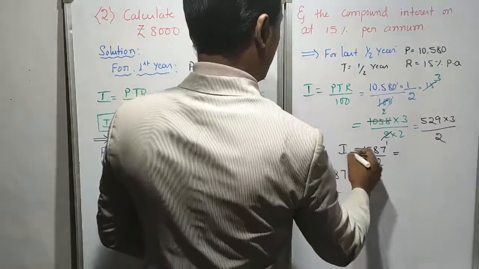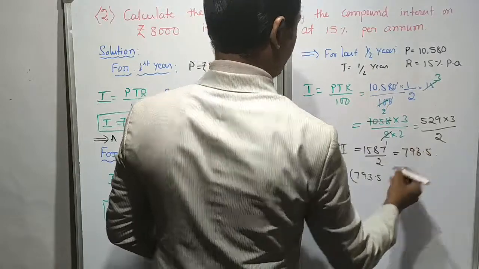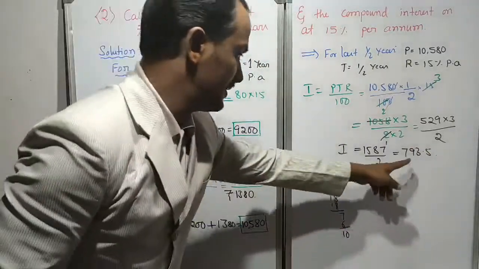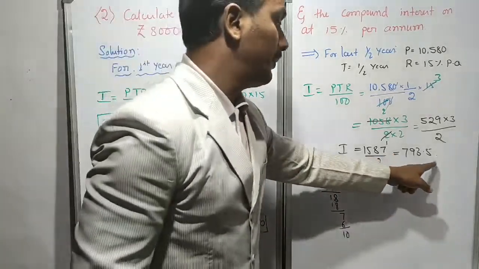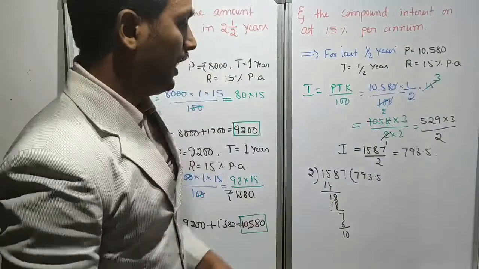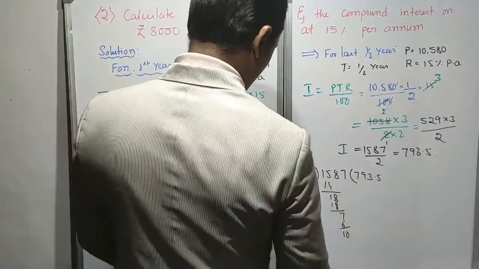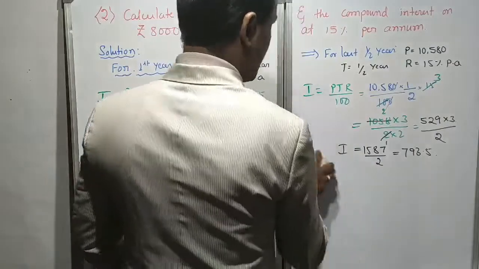Interest is equal to 793.5 only. Why did we get a very small amount here compared to last year's interest? This 1380 versus 793.5 is because of half year at 15% per annum. Understood, dear children? This division I am rubbing here, but you don't rub. You should write it on the right side of your CW, dear children.